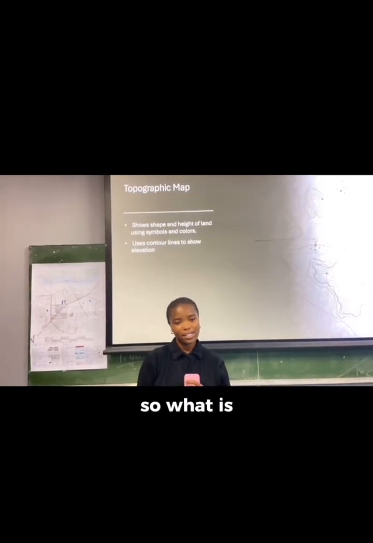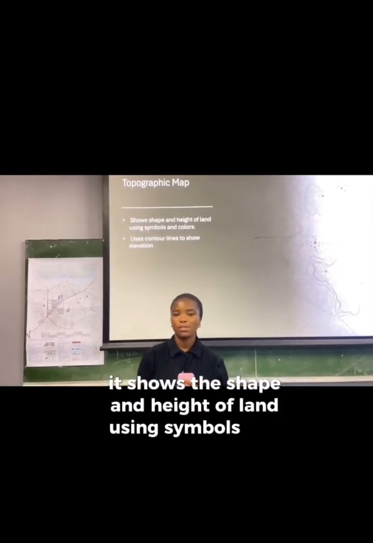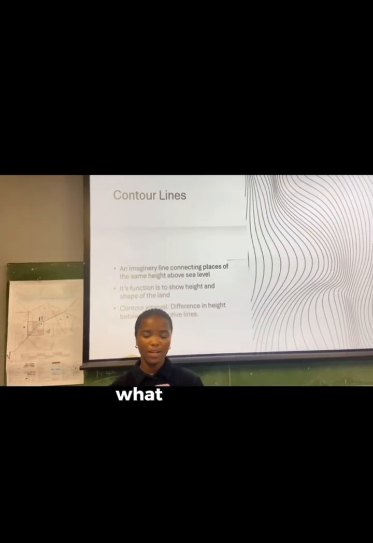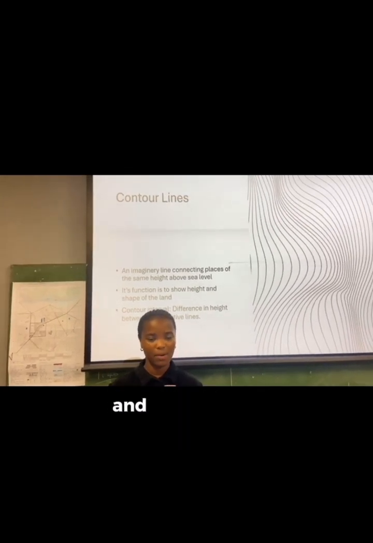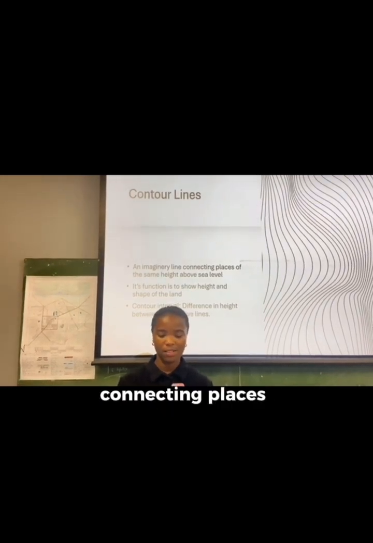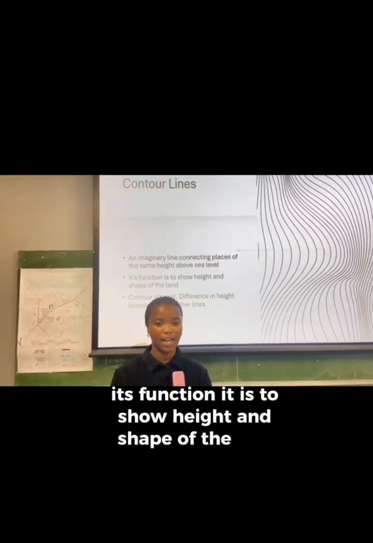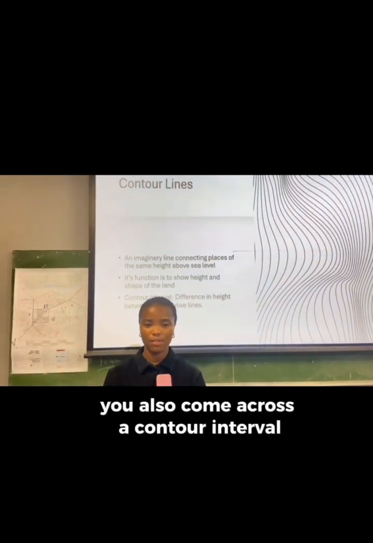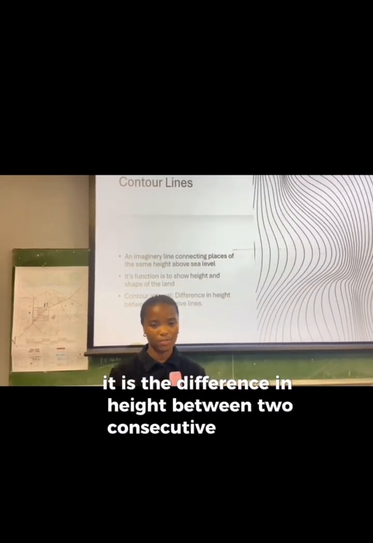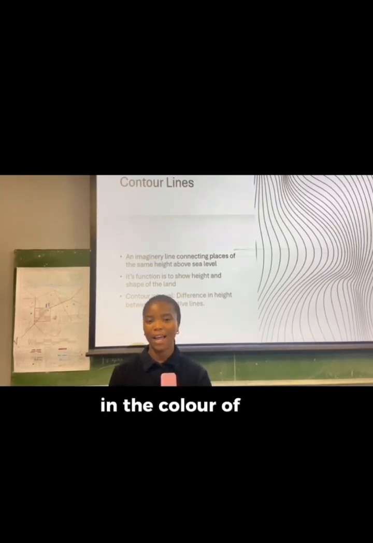So what is a topographic map? It shows the shape and height of land using symbols and colors. It also uses contour lines to show elevation. What are contour lines and what are their functions and what do their features represent? So contour lines are imaginary lines connecting places of the same height above sea level. Its function is to show height and shape of the land. We also come across a contour interval, which is the difference in height between two consecutive contour lines. Contour lines can be shown in the map in the color black or brown.